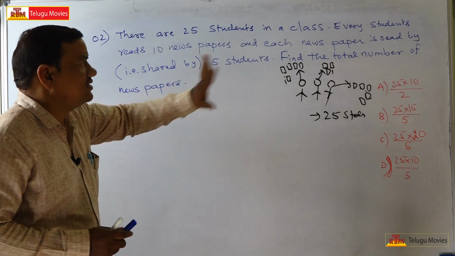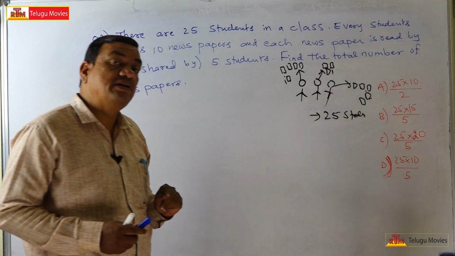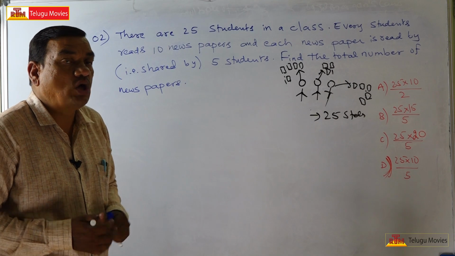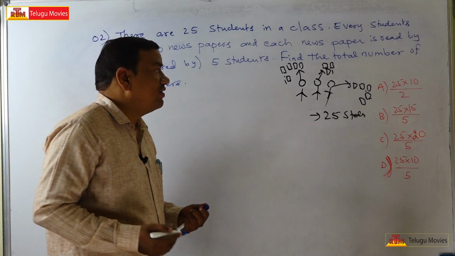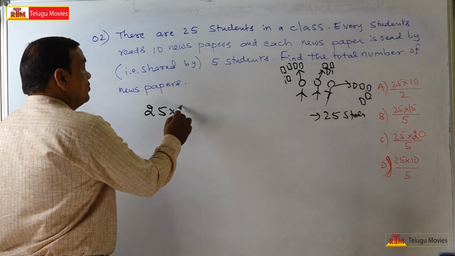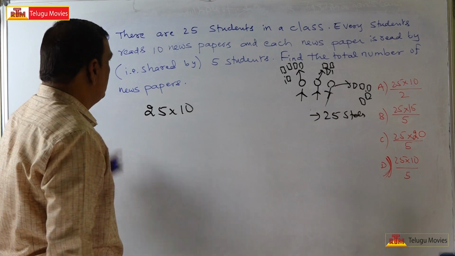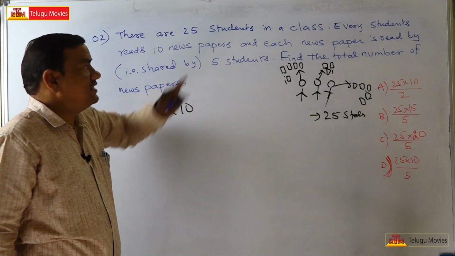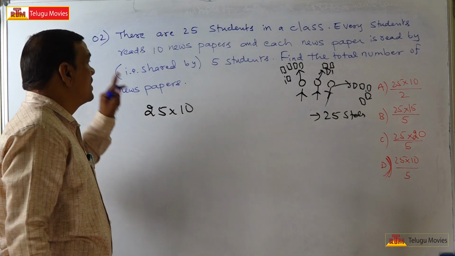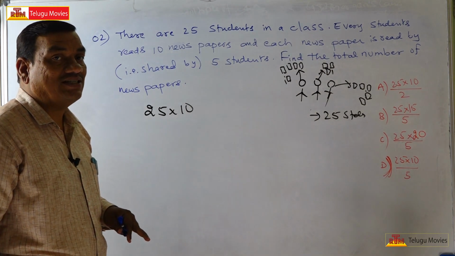Okay, next, don't read the second condition. Find the total number of newspapers. What is the total number of newspapers, how many will we get? Anybody can say 25 into 10, without the condition. So forget about the second condition. The first condition is that there are 25 students in a class, and every student reads 10 newspapers.